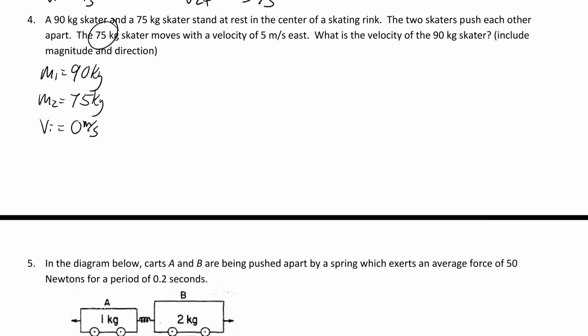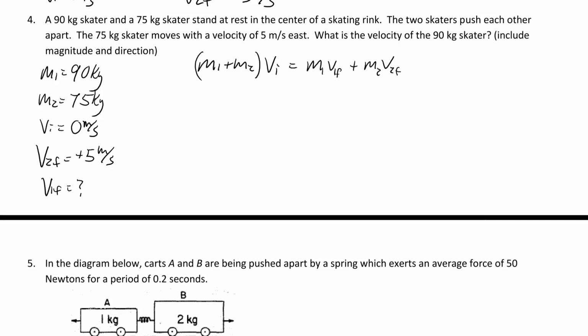Again, you have to be careful with how you're labeling your variables. So V2F is what they just told us. That's positive 5 meters per second because they're going east. And it says, what is the velocity of the 90 kilogram skater? So we'll call that V1F. And you got to be very careful with your subscripts here. So you got your equation, and you could substitute in the values, and now you could solve.